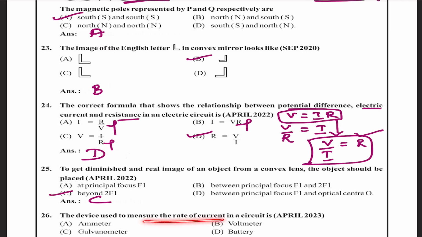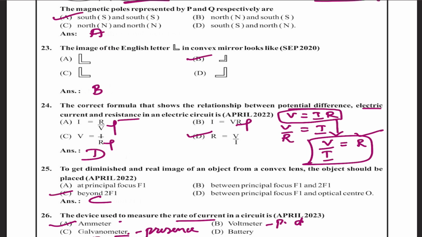The device used to measure the rate of current in a circuit is an ammeter. The correct answer for 26th question is option A. Voltmeter is used to measure the potential difference. Galvanometer is used to check the presence of electric current. Don't get confused with ammeter and galvanometer. Ammeter is used to measure the current, that is the rate of current, whereas galvanometer is used to detect the presence of electric current.